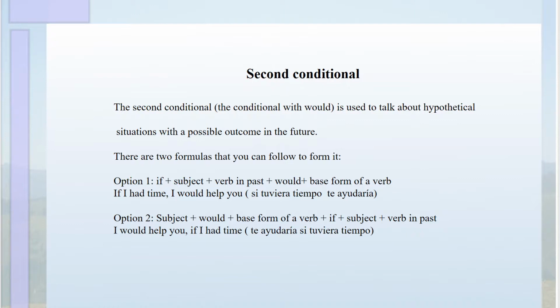For example, in the sentence, if I had time, I would help you. Si tuviera tiempo, te ayudaría. Option 2: subject plus would plus base form of a verb plus if plus subject plus verb past. For example, in the sentence, I would help you if I had time. Te ayudaría si tuviera tiempo.